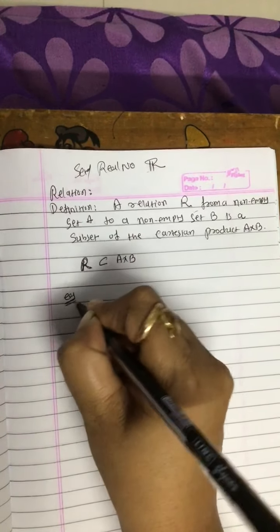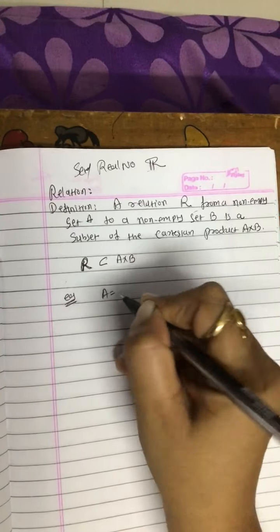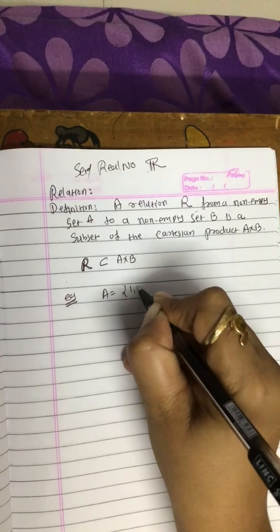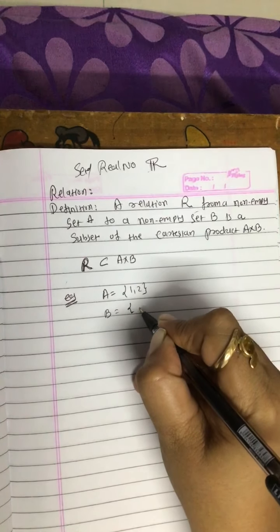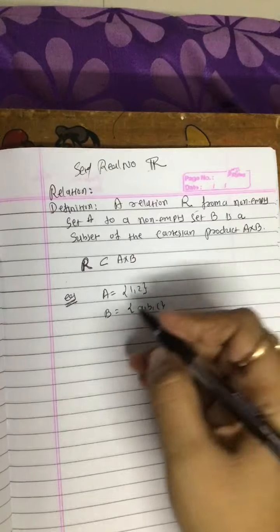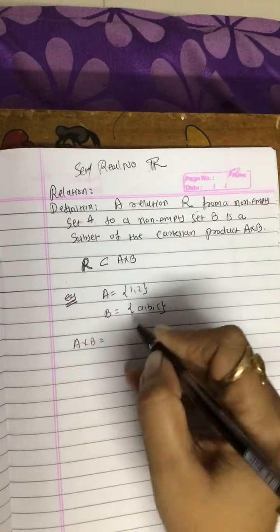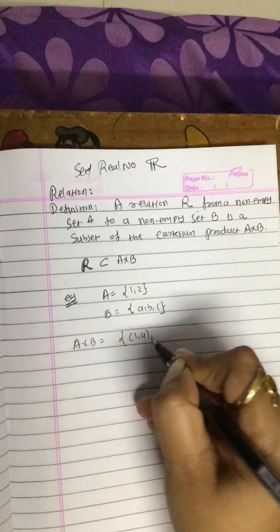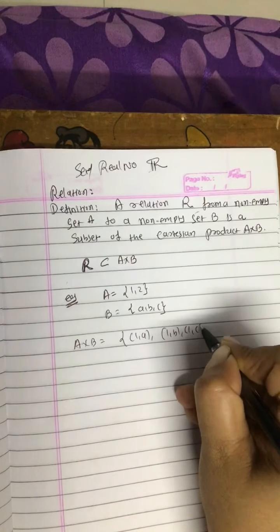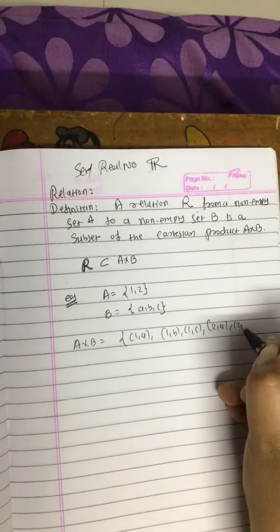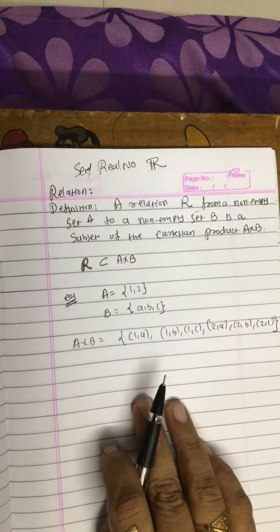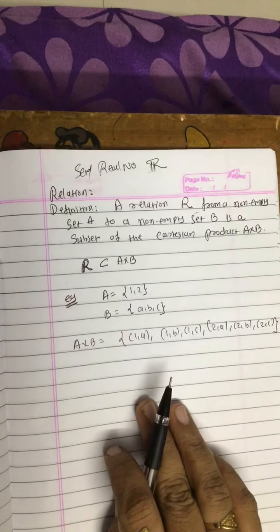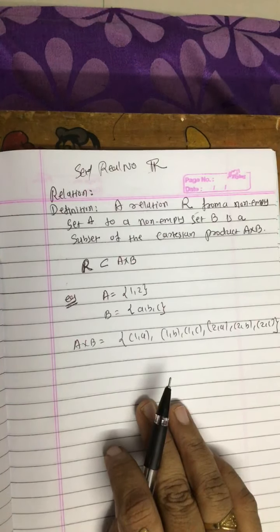I give you one example: A is equal to the set {1, 2} and B is equal to the set {a, b, c}. So you know A cross B will have 6 members, 6 ordered pairs. So it is (1,a), (1,b), (1,c), (2,a), (2,b) and (2,c). Now this set has 6 ordered pairs, so it will have 2 raised to 6, that is 64 subsets. And each of these subsets is said to be a relation, right?